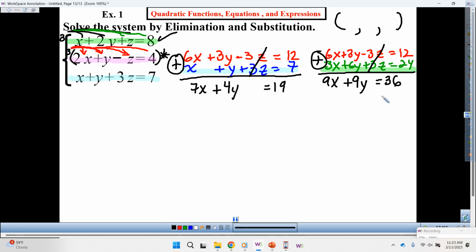How we doing? Good? All right. So, what do you guys notice? That we made this big system into two smaller equations. So watch. I'm going to take these two equations and make it into a smaller system. 7x plus 4y equals 19, and 9x plus 9y equals 36.